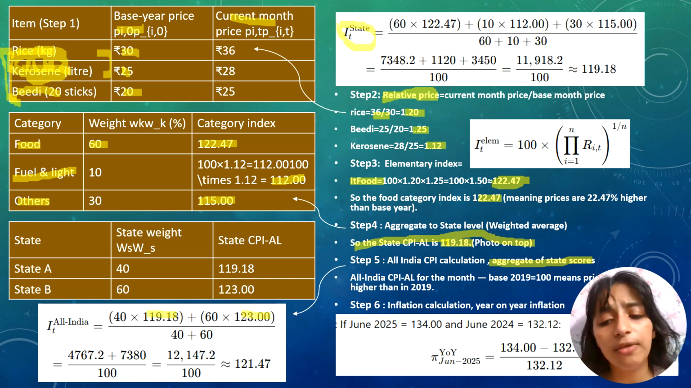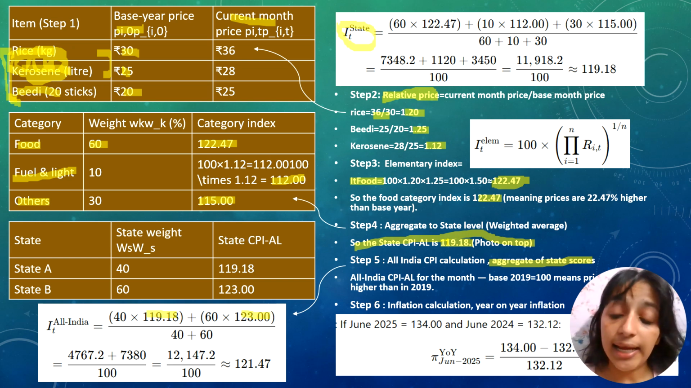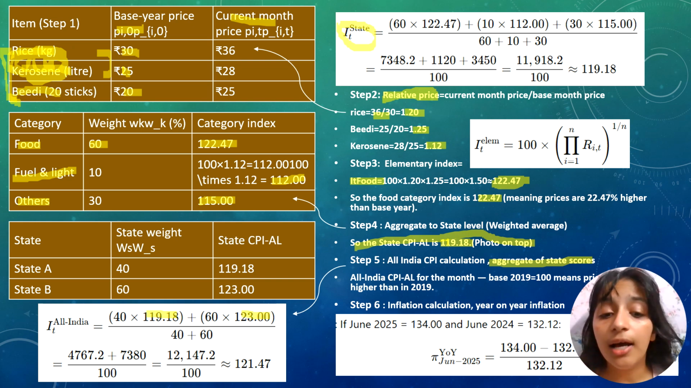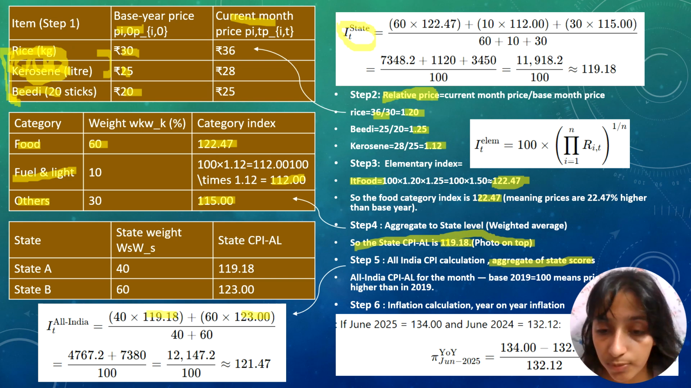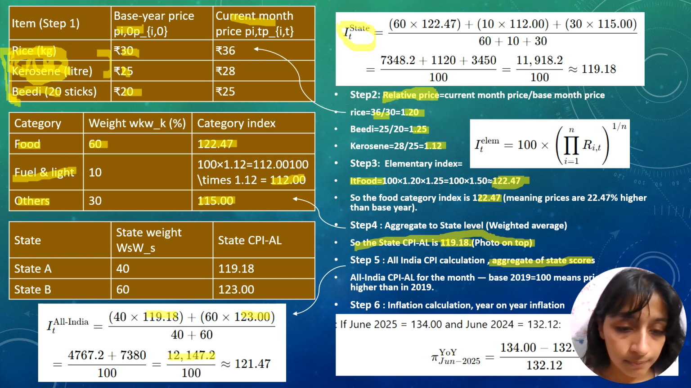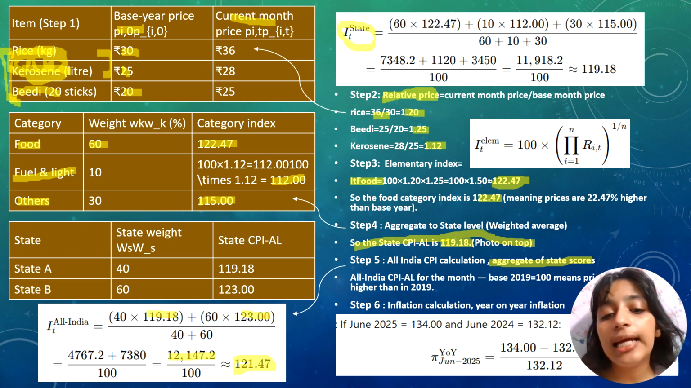For this example, we have simplified it. Generally, it's a lot bigger than this. Like I said, this is not real life data. You will have to check the official website if you want to see those parameters. So on average, the number has come out to be 121.47. This is our All India CPI Statistics Index number.